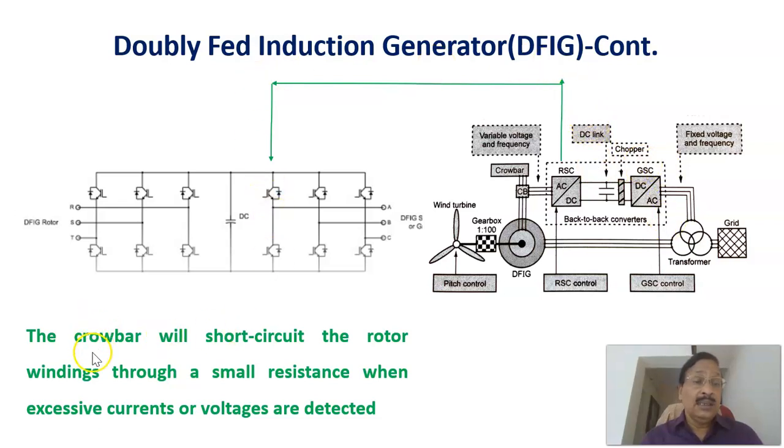Therefore, the crowbar will short circuit, this crowbar here, which is given only as a protection. The crowbar will short circuit the rotor windings through a small resistance when excessive currents or voltages are detected. It is just a protection that is provided. Therefore, this is the doubly fed induction generator, and these are the different converters, RSC as well as GSC, the rotor side converter and the grid side converter.